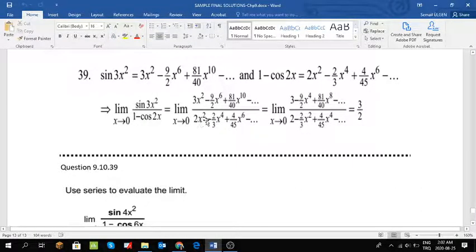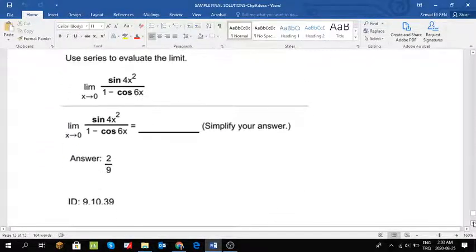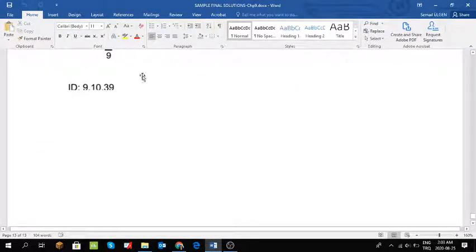I have x squared here, factor that out. Then I have this left on top and in the bottom. Now you can evaluate as x goes to 0. Let x be 0 here, you get 3 on top. Let x equal 0 here, you get 2 in the bottom. And 3 over 2 is the answer. For this other problem, on the other hand, the answer is 2 over 9. You can try it out at home.